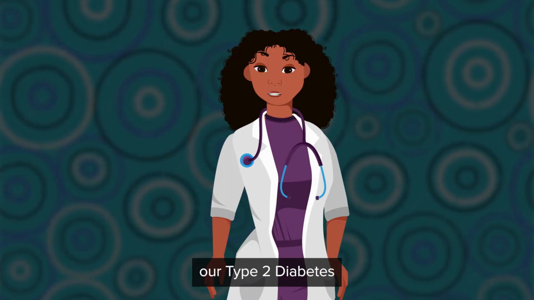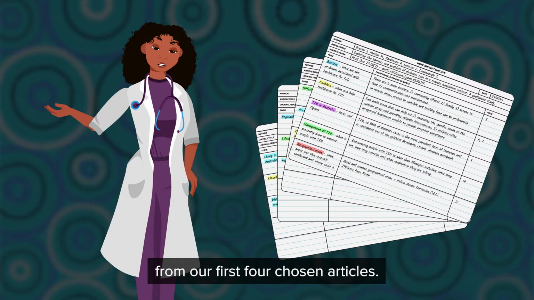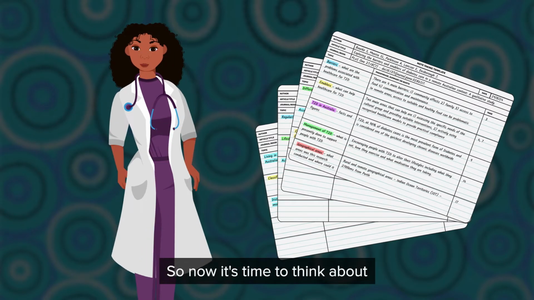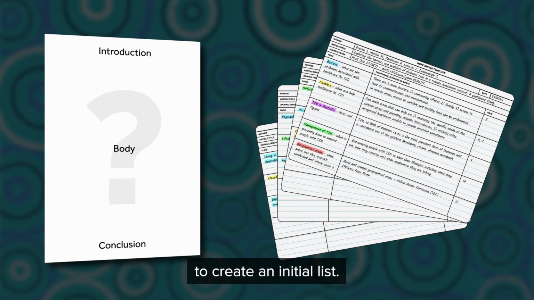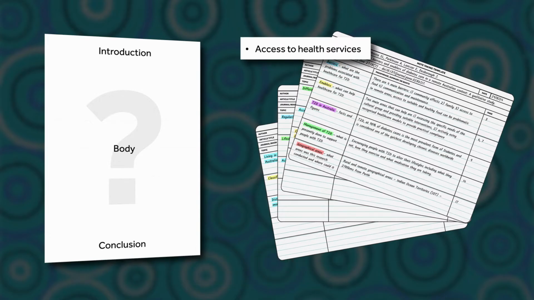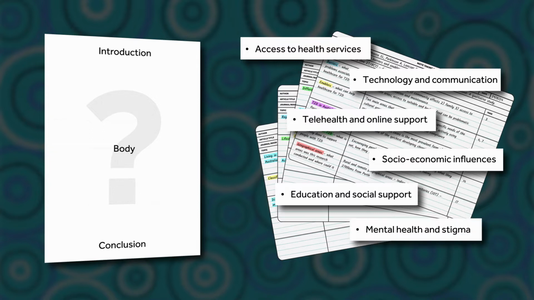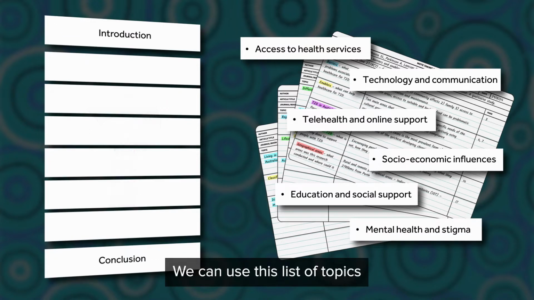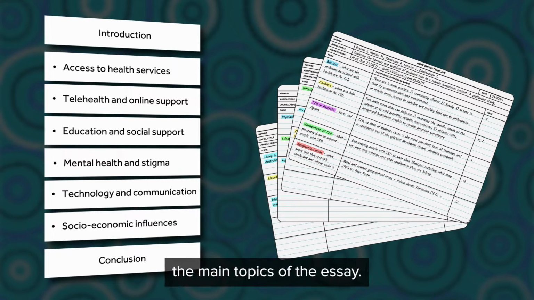Let's continue to write our Type 2 diabetes focused assignment. We now have our notes from our first 4 chosen articles, so now it's time to think about structuring our assignment. First, let's choose the topics we believe are most relevant and important to create an initial list. Access to health services, technology and communication, telehealth and online support, socioeconomic influences, education and social support, mental health and stigma. We can use this list of topics to plan the body of our assignment, as they will probably be the main topics of the essay.